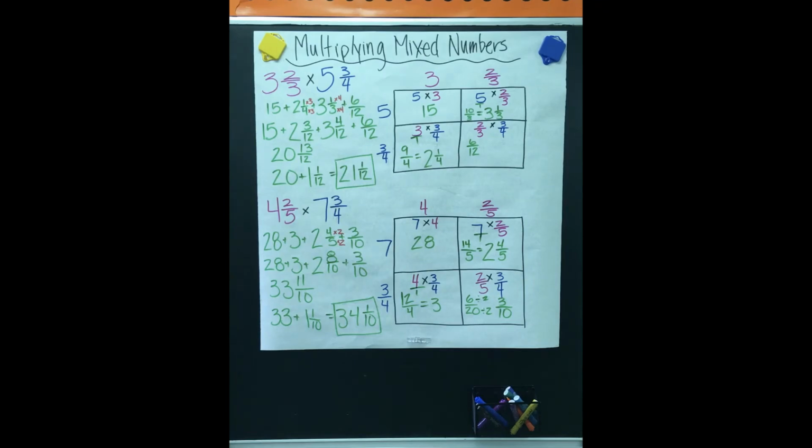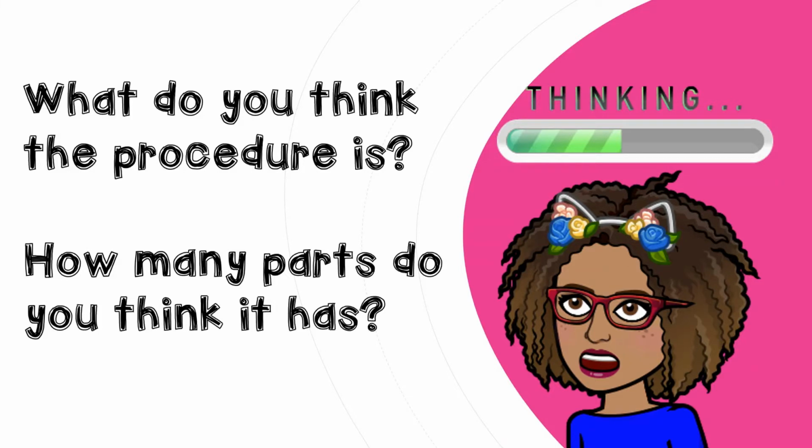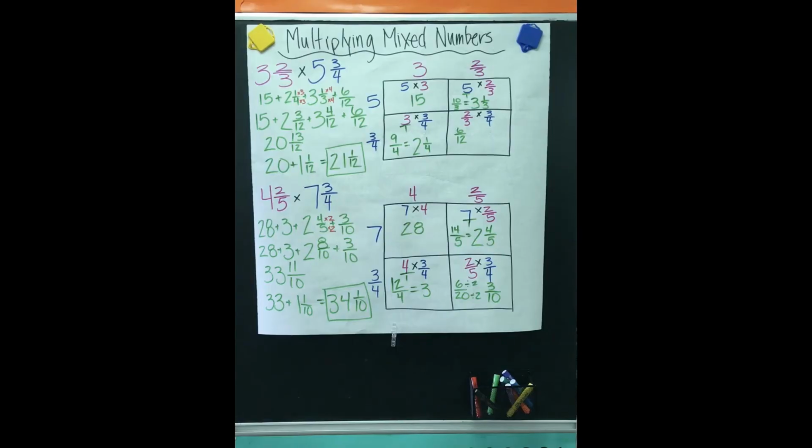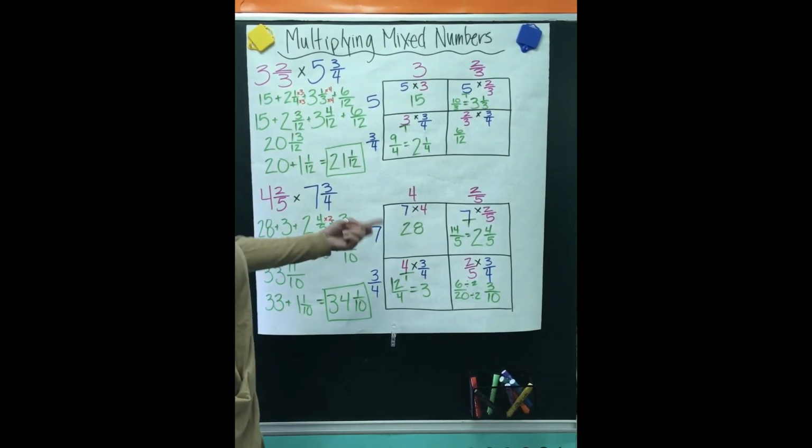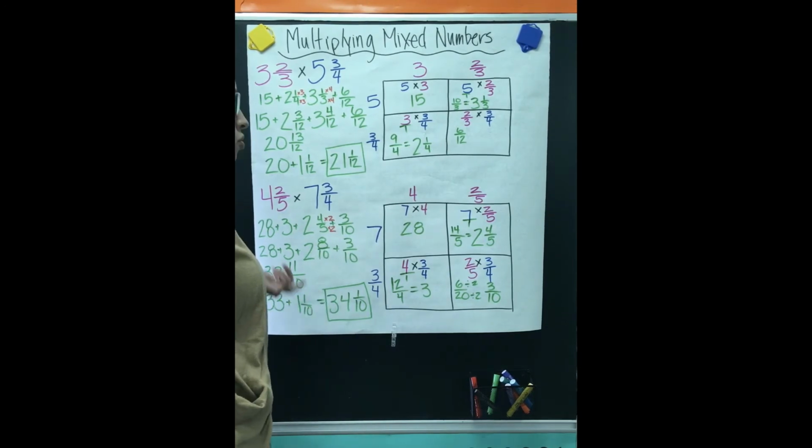Now that we did these two problems, what do we think the procedure is? What's the math look like? I want you to pause this video and think about it. So hopefully we're noticing that we're taking the products of all of these boxes, just like we did with our area model. And then we're doing what with all of them?